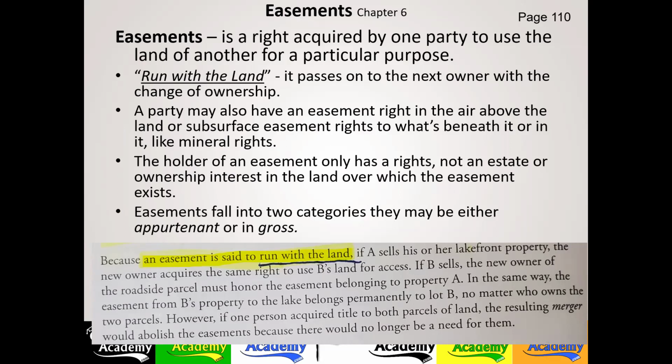What is an easement in gross? The utility easement. And an easement appurtenant is two adjacent parcels of land owned by different parties. There's a dominant estate and a servient estate. Which one benefits from that easement? The dominant. So an easement is said to run with the land. If you didn't have that highlighted, that's on page 110 where you would.